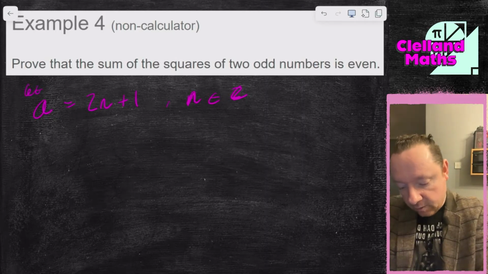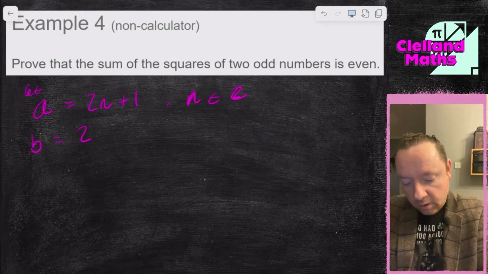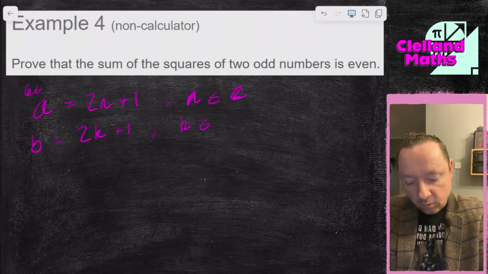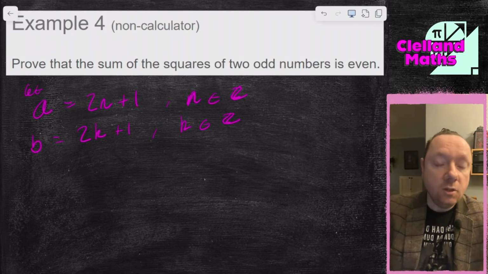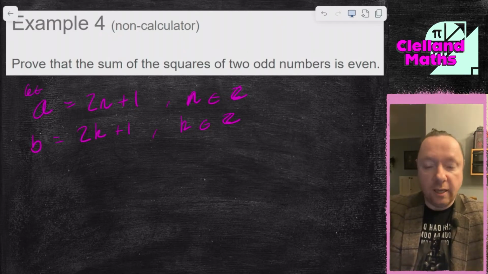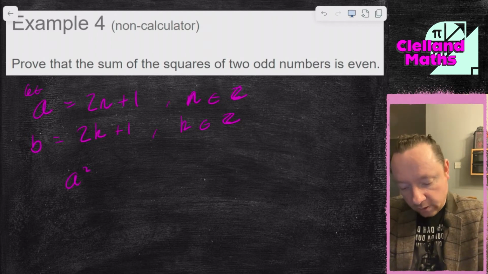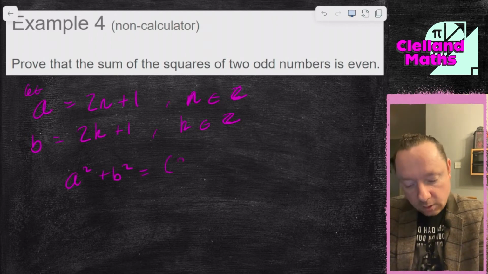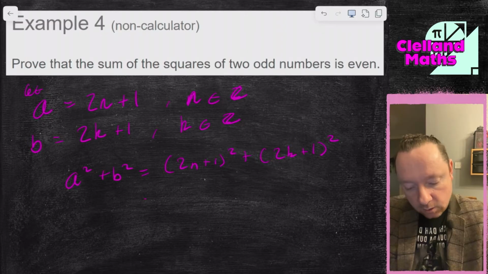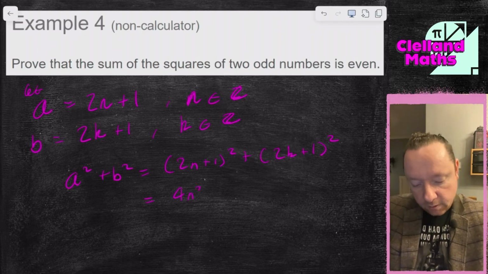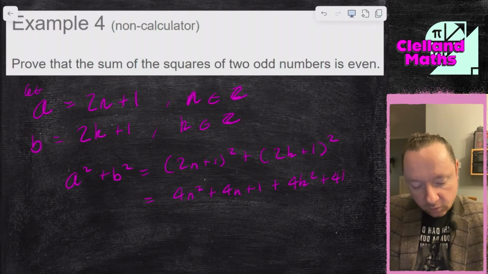And then we're going to say let B equal some other number. Let's say 2K plus 1, where K is also a member of Z. So we've now got 2 odd numbers. These are odd numbers, so we just times them together, square them, whatever it says. Prove that the sum of the squares is even. So we're going to do A squared plus B squared. So we'll just write out what we've got. 2n plus 1 all squared plus 2k plus 1 all squared. So square the first bracket, you get 4n squared, 2 times 1 is 2, times 2 is 4n, and then plus 1. And similarly, you get 4k squared plus 4k plus 1.